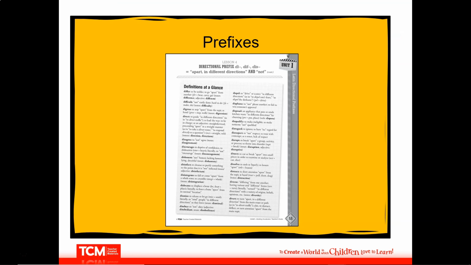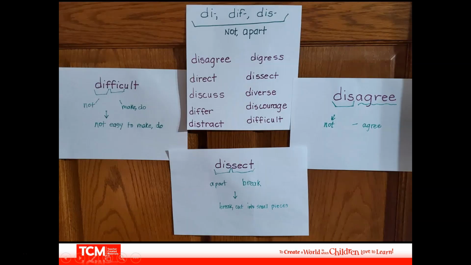Just as you used the semantic feature analysis for basic comprehension of content and specific vocabulary words that you've chosen, we can also use that for word parts. In this case, we're going to use prefixes with a semantic feature analysis. Here you'll see some very easy to do homemade anchor charts based on directional prefixes. If you look at these four, we're going to be focusing on DI, DIF, and then DIS, which all have the meaning not or apart.